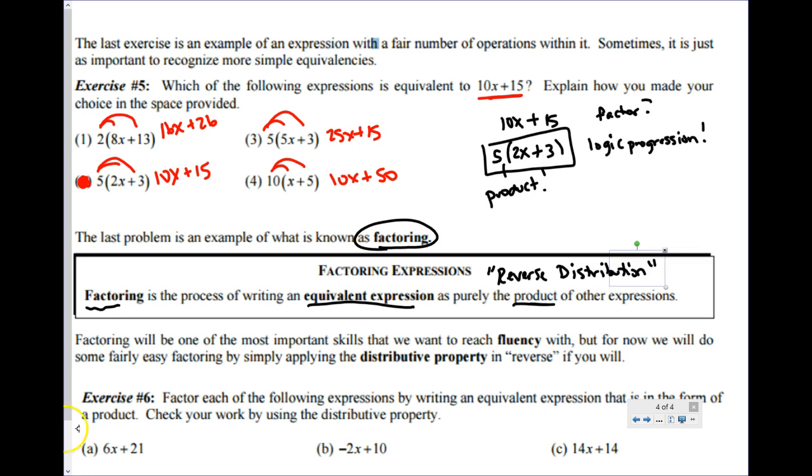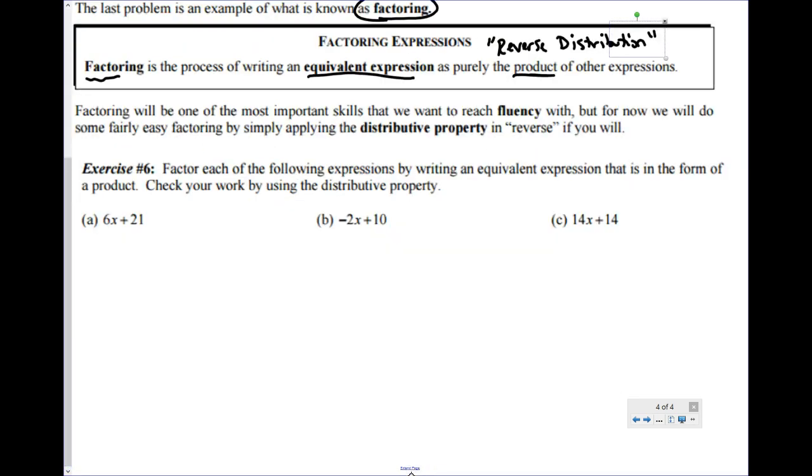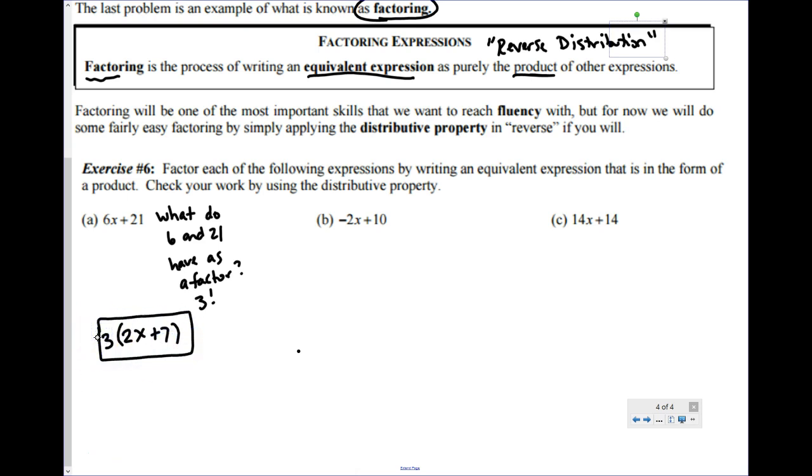So if we take a look at exercise 6, here are some addition problems that we want to try and turn into a product. So when I look at A, I'm going to think of what do 6 and 21 have as a factor. And I think, okay, well, 6 and 21 both have a factor of 3. So I'm going to write down a 3, and then think about, well, what does it take to get a 6 from a 3 when I multiply a product? Well, it's going to take a 2. Okay? What times 3 would give me 21? A 7. Again, we're thinking logically about this.